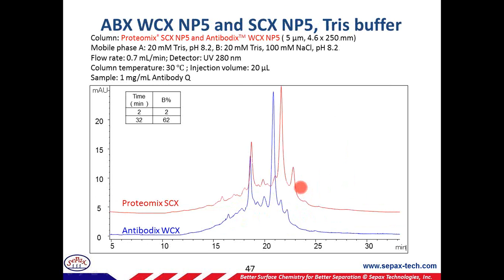And we'll move on to the ABX WCX MP5 and SCX MP5 with a Tris buffer. That gives a similar pattern, but however there is some difference in the resolution. The antibiotic is better separation in this range, the basic region, and then also the Proteomix SCX has a better separation in the acidic region here.